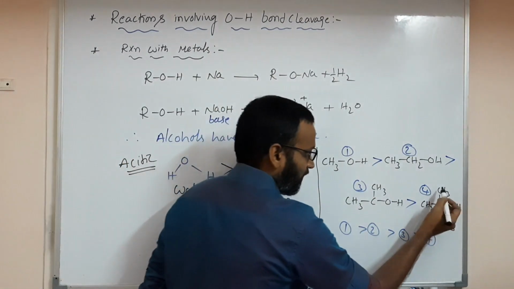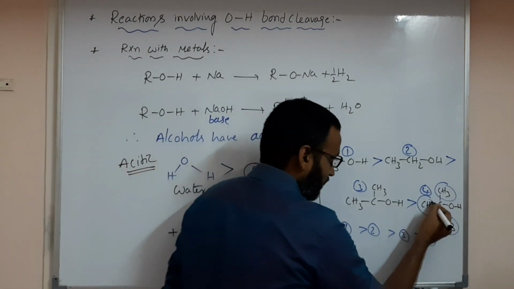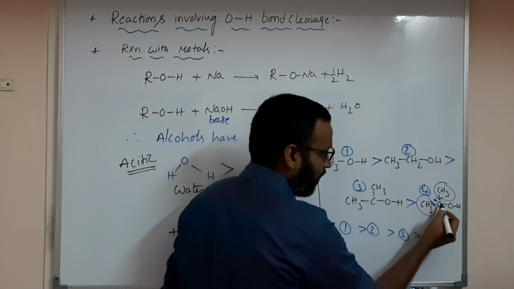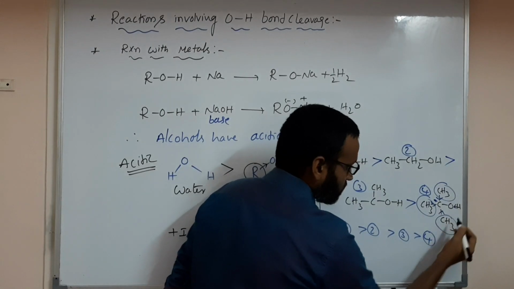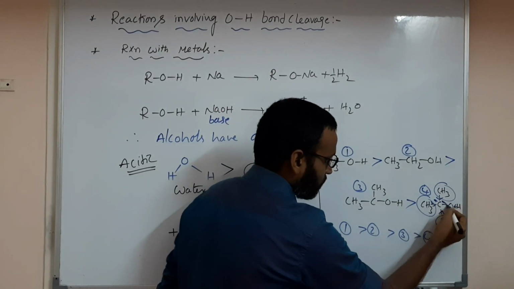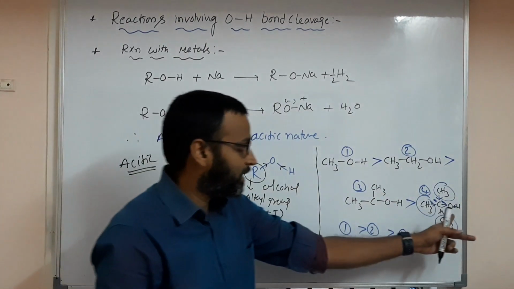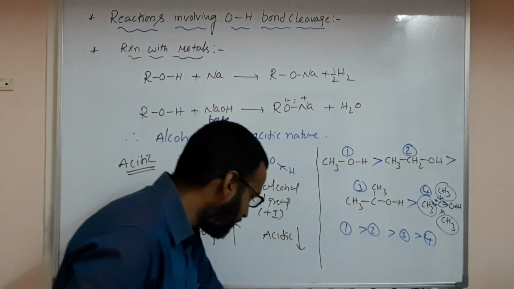Because the number of plus I groups increased, and alkyl groups are plus I groups. These are all donating electrons towards this carbon. Certainly, on this carbon electron density increases, and this will move towards oxygen, and from hydrogen electrons are coming towards oxygen. Certainly, H plus cannot come off easily. Okay, so that is the main important thing.